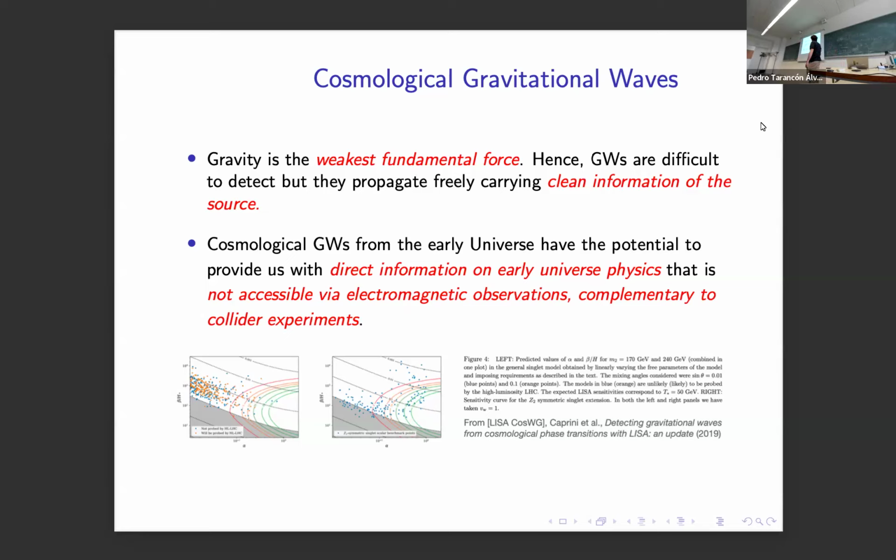And here are just some tests. For example, we have a first order phase transition for a particular model. I don't remember the exact model. But basically, we can see what we would be able to observe with LISA, for example, and compare it to a parameter space that is probed by the High Luminosity LHC. So some of these points can be tested, and some of them cannot be tested.